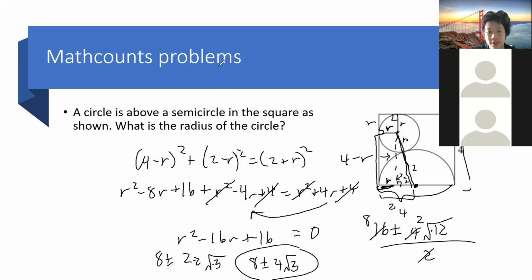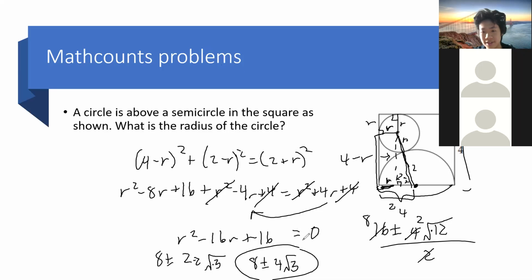But we can't have two solutions. There can only be one solution. So which one is the right solution? Well, if we look at this, 8 minus 4 root 3, that's positive. 8 plus 4 root 3, that's also positive. So it's not like any of them are negative, so we can still consider both of them.